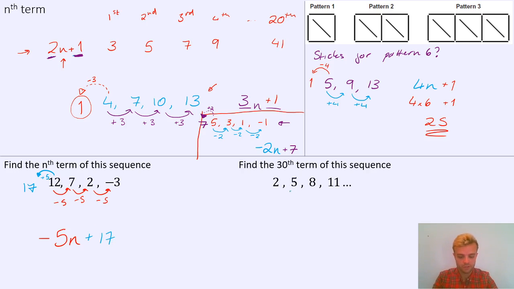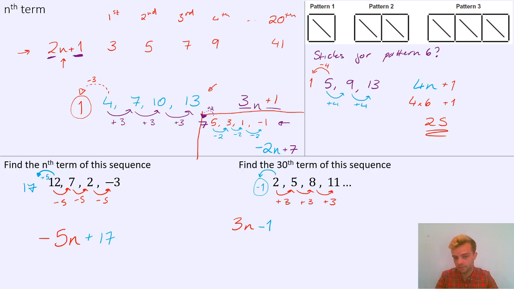And then for this second question, we're going to have to work out the nth term again, but then we're going to have to substitute the 30 into the nth term to work out the 30th term. So again, we're going to need to know what it's changing by every time, and we're plussing on 3 every time, which means it's going to be 3n. And to work out the bit that we plus or minus afterwards, we have to go back by 1 to work out what would go here. So we'd have to subtract 3 to get negative 1, which means the nth term is 3n minus 1.